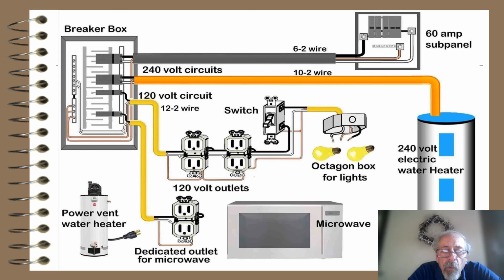and 14-2 wire for a 15 amp circuit. So again, it goes to the outlets, switches, and boxes for lights. It shows down below a power vent water heater, which might plug in. There's a dedicated outlet for the microwave. I don't think you need that anymore. But nevertheless, this is just a pictorial view of how breaker boxes work in homes and apartments.